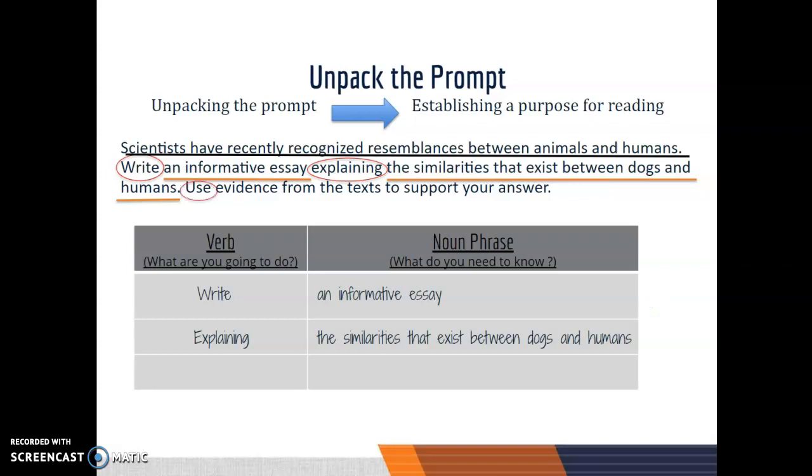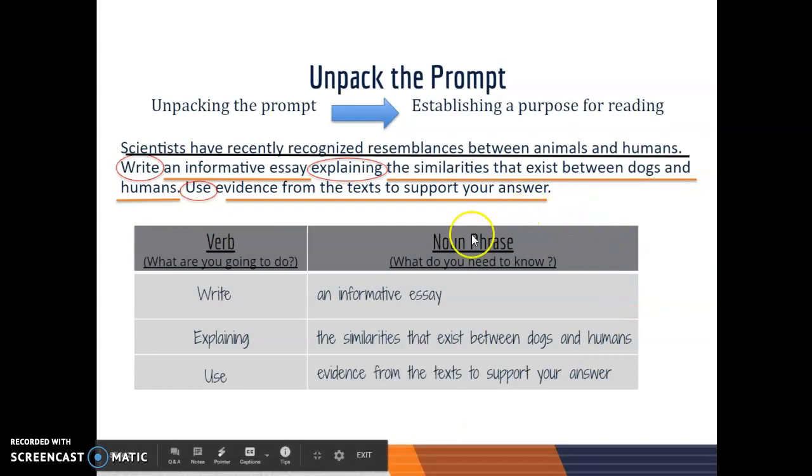Then the next one is use. What's the noun phrase that tells us what we need to know for use? Evidence from the text to support your answer. So your completed T-chart should look very much like this one.